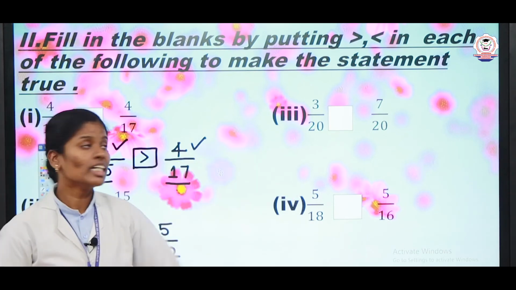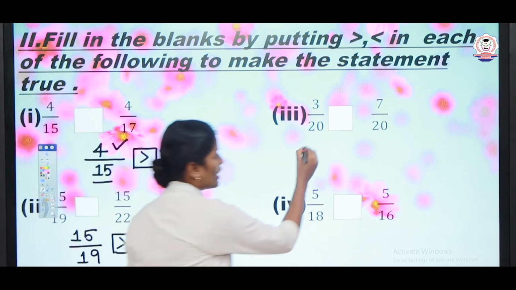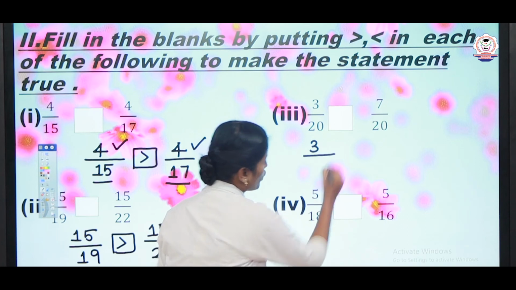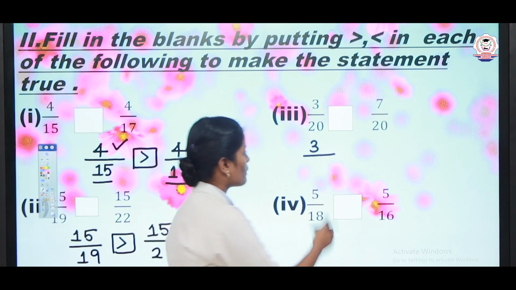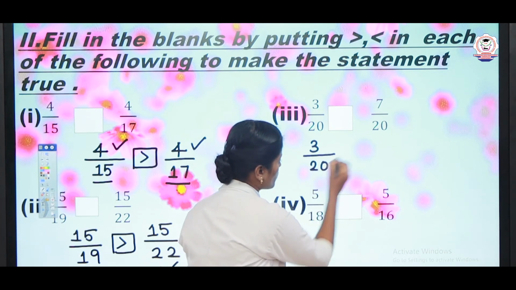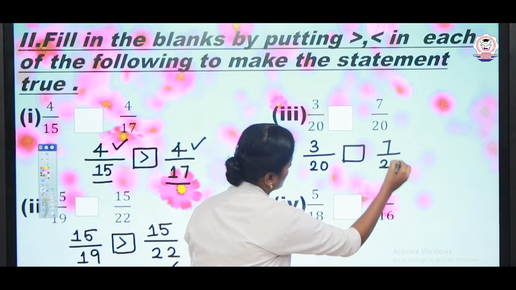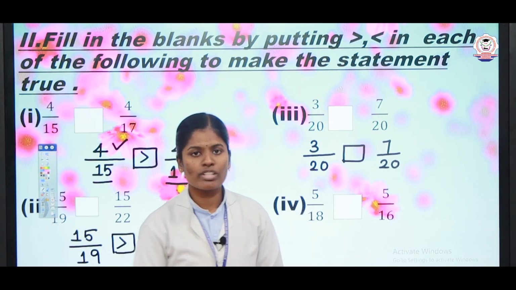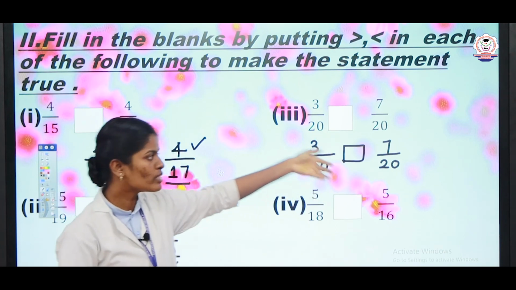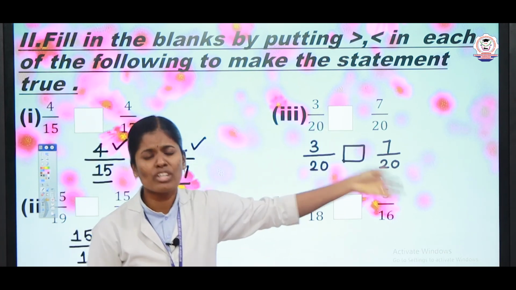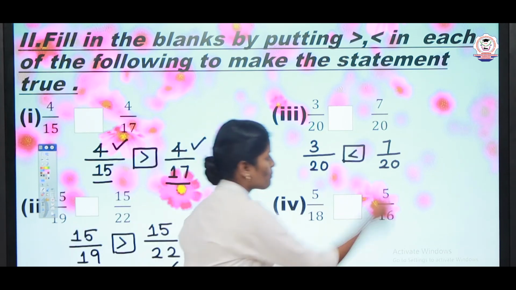Our third question, 3 by 20 and then 7 by 20. Here we have the same denominator value, 3 by 20 then 7 by 20. Write 3 by 20, 7 by 20. The denominator values are same. So here you see the numerator value. We have the numerator values 3 and then 7. So here the greater value is greater. So put the symbol like this.